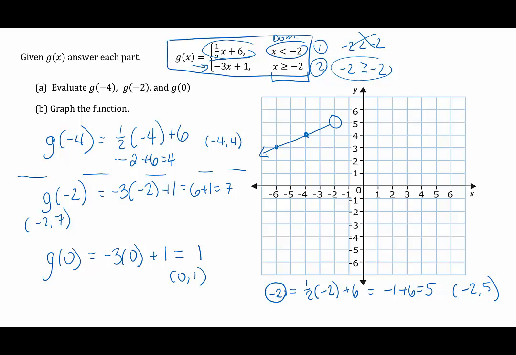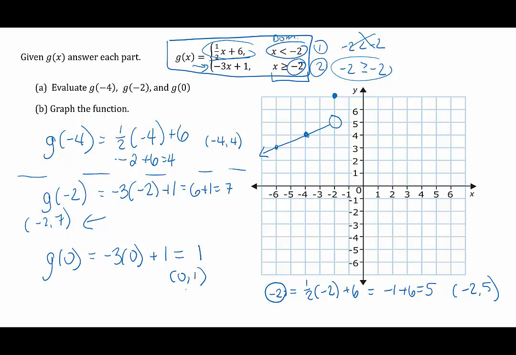Gorgeous. Okay, what about the second piece? The second piece is also linear, so I need a minimum of 2 points. I specifically want -2, which I have right here. So this piece starts at (-2, 7). -2 up 7 would be up here. Notice I use a closed circle because it is included in the second piece. Notice that we will pass that vertical line test with the closed and open circle.